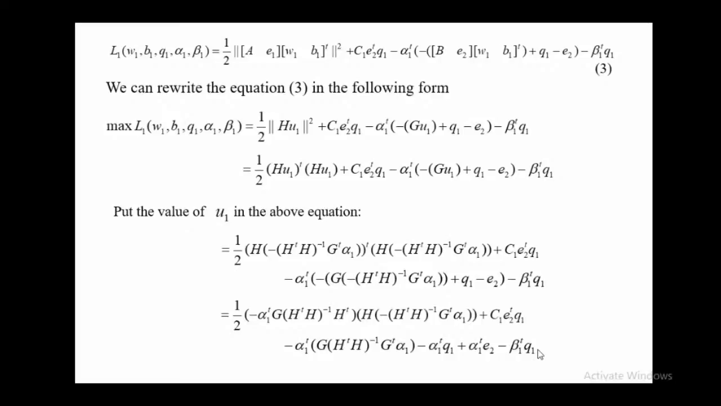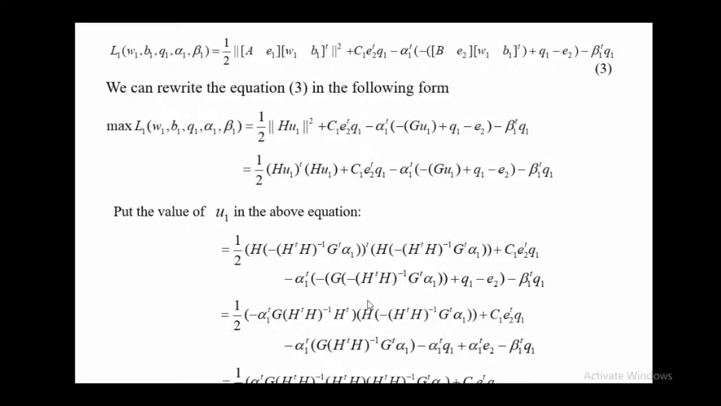Just notice here, this minus is here, minus is here, so this minus minus will cancel out. So alpha 1 transpose G H transpose H inverse, and again you can combine this particular term and write it in this manner. Then H transpose H inverse, you can write it in this manner. G transpose, everything is the same.